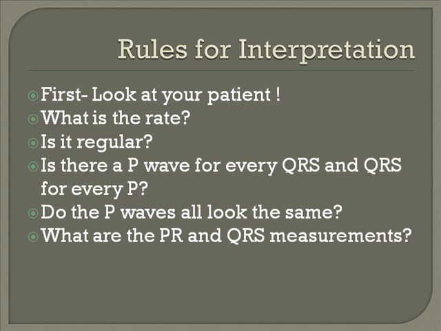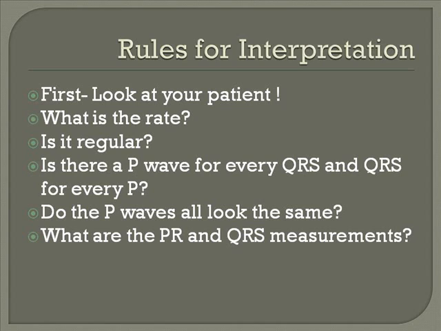We check to see if it's regular. From the top of the QRS complex to QRS complex, there's a certain distance, and if that distance remains constant from beat to beat, we say it's regular. If the distance changes by more than 0.05 seconds from beat to beat, it is irregular.